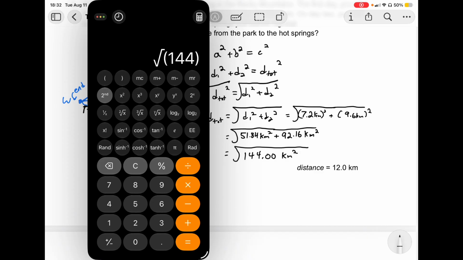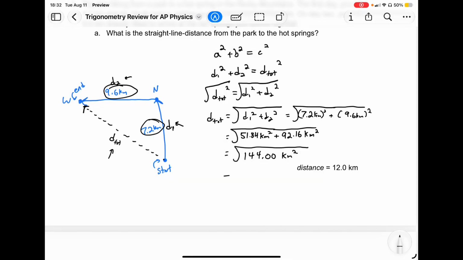144, we want to take the square root of that. But 144 is 12 squared. So taking the square root of that will give us 12 itself, right? And so the square root of 144 is 12. And the square root of kilometers squared is just kilometers in the end. So our total distance was 12 kilometers.